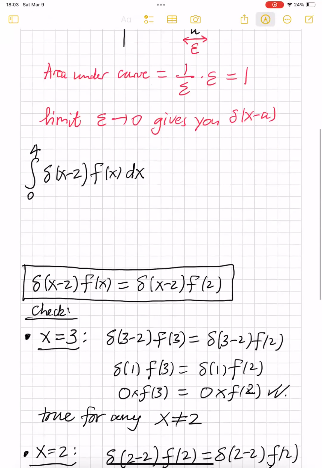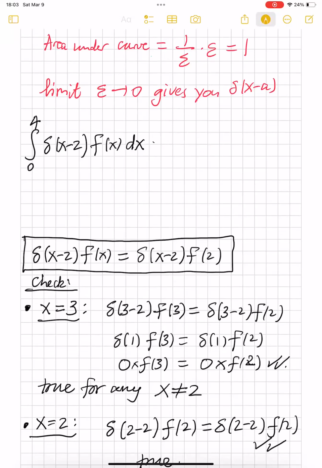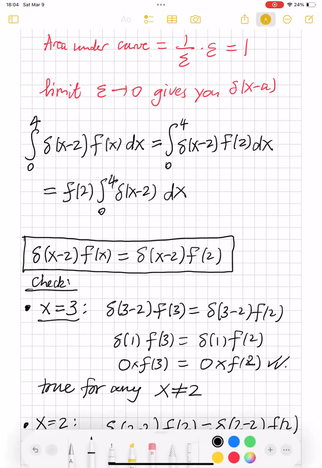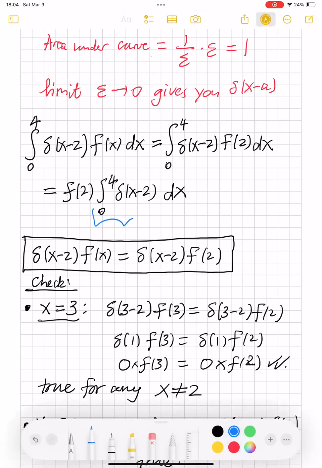So let's now use this equation. So this is equal to an integral from 0 to 4. And instead of writing delta of x minus 2 times f of x, I can write this as delta of x minus 2 times f of 2. But f of 2 is a constant independent of x, so I can pull it out of the integral. So this will be equal to f of 2 times the integral from 0 to 4 of delta of x minus 2 dx. So now I have to evaluate this integral.